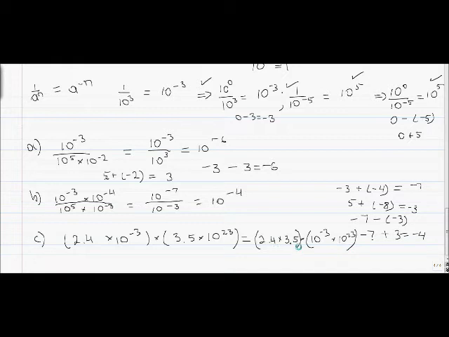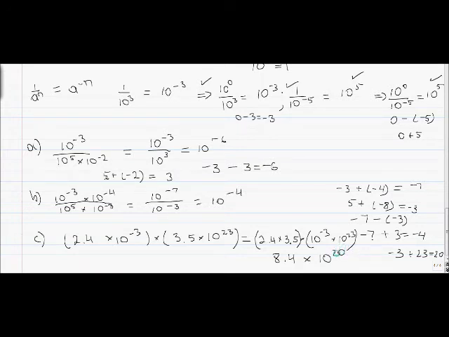So 2.4 times 3.5, you can use a calculator, or you can just calculate it by yourself. We get 8.4. And for the exponent, it should be negative 3 plus 23. Negative 3 plus 23, so we get 20. And that's the way we get 10 to the 20th power.